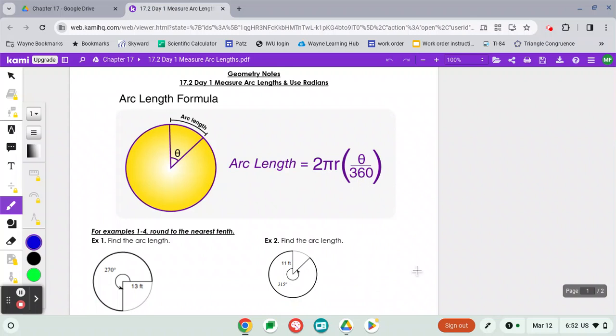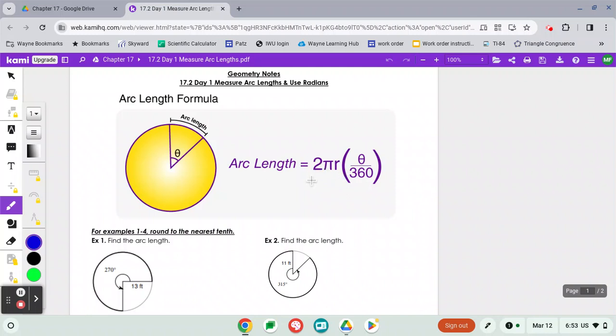So today we are going to talk about arc length. Now, arc length, what does that mean? Arc length is the length around the edge that it goes. It's very similar to circumference. Remember, circumference is the length around the entire circle, and that was 2 pi r, which you can see right here as part of our formula.